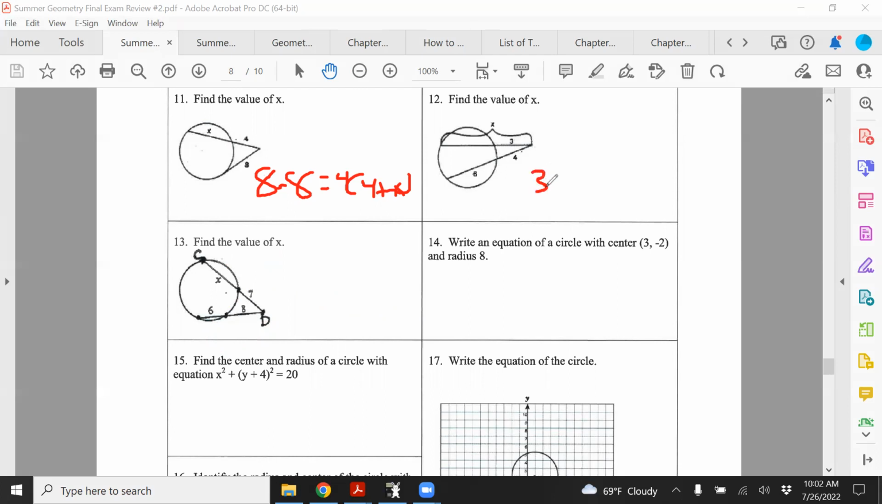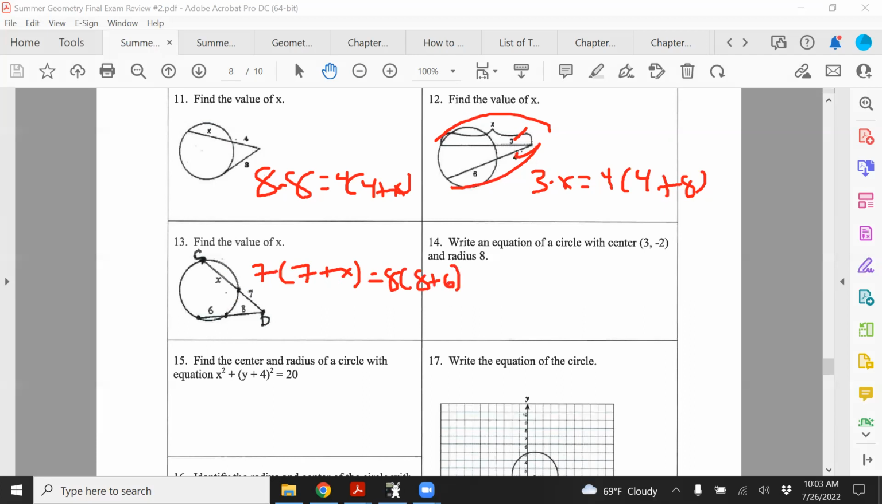Here you have 3 times x equals 4 times 4 plus 8. So you always do the external times the whole thing. External times the whole thing. For 13, 7 times 7 plus x equals 8 times 8 plus 6. And just work those out. I trust you guys can do the algebra just fine. Not worried about that.